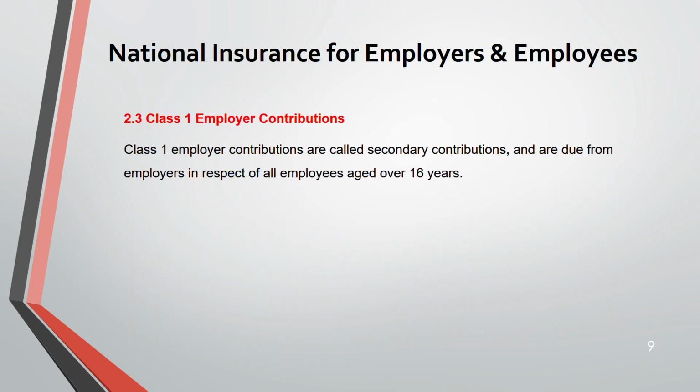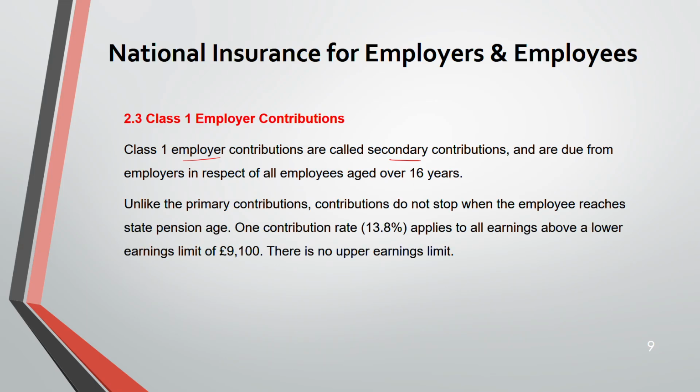Moving on to class 1 employer. Class 1 employer is the secondary contribution. Employee primary, employer secondary. This is due from all employers for employees over 16. Remember, there is no state pension age limit. Unlike primary, where contributions stop when the employee reaches state pension age, for employer it keeps on. Here there is only one rate, that is 13.8%. It applies to all earnings above the lower earnings limit, which here is 9,100, not the same as the employee's. Anything above 9,100, 13.8% applies. There is no upper earnings limit. One earnings limit, one rate.